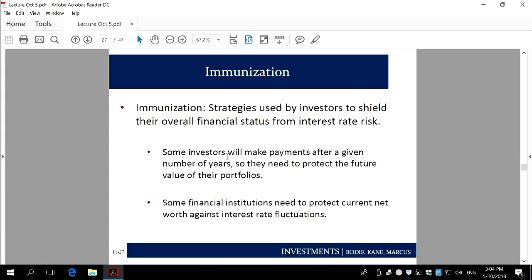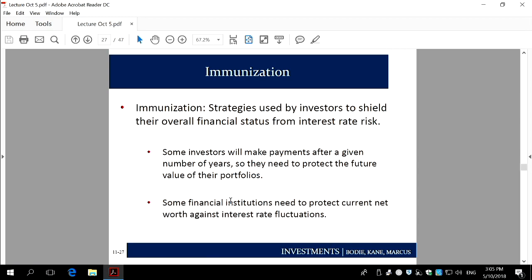So why do people want to do that? Because some investors will make payments after a given number of years, so they need to protect the future value of their portfolio. If you're a household investor, suppose your children are going to go to college in 5 or 10 years, then you have to pay the tuition in 5 or 10 years. So the future payment is the obligation, and your investment horizon would be 5 years, say. But you are not sure about the future change of the interest rate, and you want to protect the future value of your portfolio.